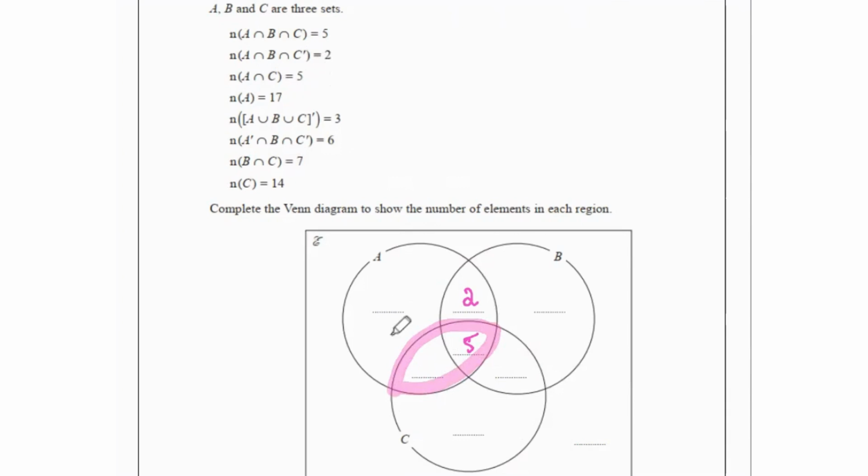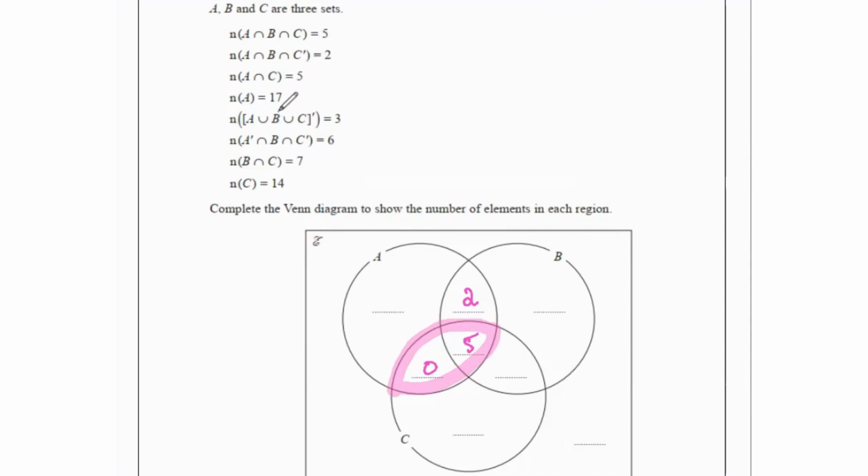So if they're saying it's 5, that means there is nothing over here. This is 0. So don't get confused if you get a 0, like it can happen. Sometimes they're trying to trick you. Just don't fall for the tricks.